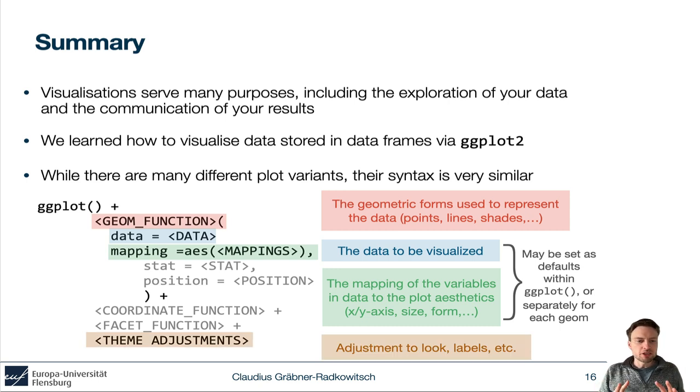You have these theme adjustments in the very end, where you can provide very detailed specifications of the labels, of the particular look, what kind of grid to be used. So you can basically do everything. And in between, there are also a lot of additional things. You can use summary statistics already within the plot. You can adjust the positions of the geoms. You can also define different coordinate systems. You can separate your figure into different facets, etc.